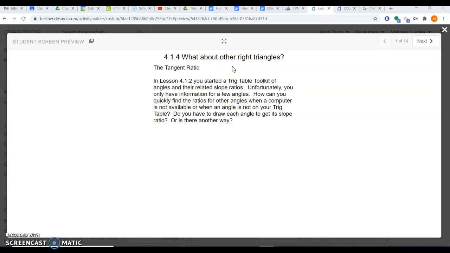All right, here's the video guide for lesson 414. What about other right triangles? That's the title of it, because we're going to focus on some of the right triangles that haven't met our parameters of our trig table. What if it's a degree that we don't know? How are we going to do that?